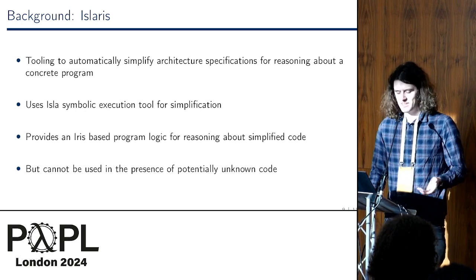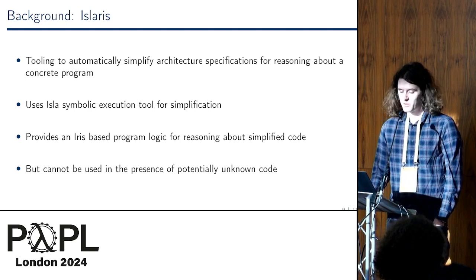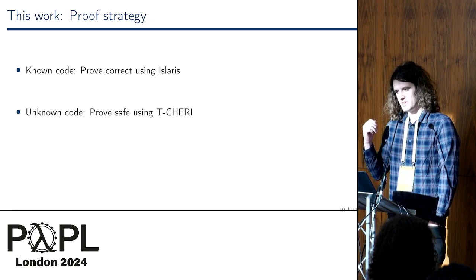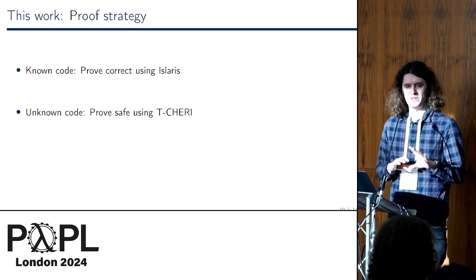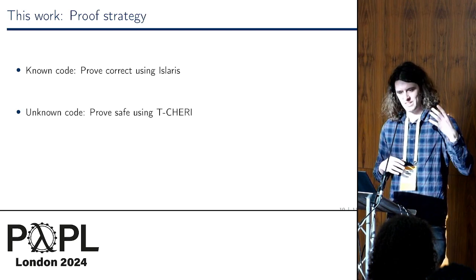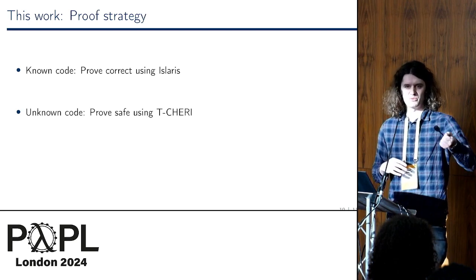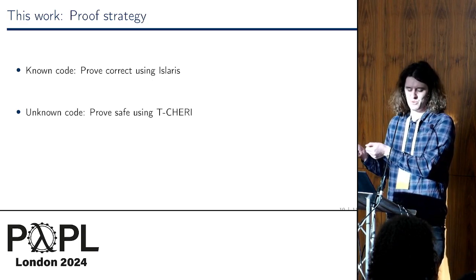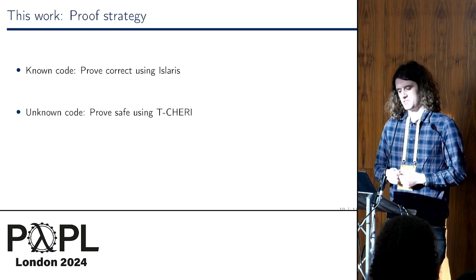The solution, and the proof strategy that we are working on at the moment, is we use both of them at the same time. So generally, you can switch back and forth: am I reasoning about known code or unknown code? You use the Laris program logic to reason about your known code that you've written, and you bound how much the unknown code can misbehave using Cherry.